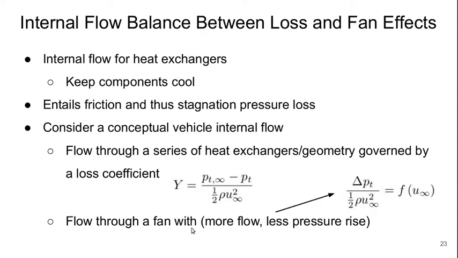And the flow through a fan is going to be governed by a non-dimensional total pressure rise that's a function of the velocity through the fan. Basically, these are always negatively sloped, so the more flow there is, the less pressure rise there is.